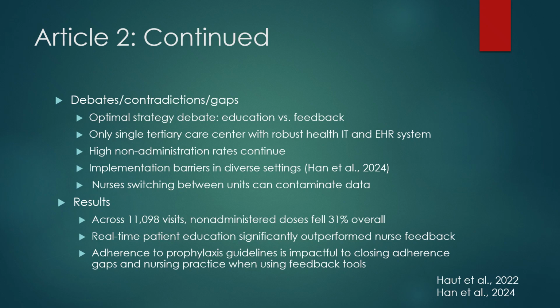Across 11,098 visits, non-administered doses fell 31% overall. Results consisted of real-time patient education being more effective in reducing all non-administration and refused doses compared with nursing feedback. Both alert-triggered patient education and nurse feedback enhanced prophylaxis guidelines and closed adherence gaps, minimizing VTE prophylaxis non-administration. Nursing practices are then improved through patient engagement in hospital settings and increased quality metrics when using feedback tools.